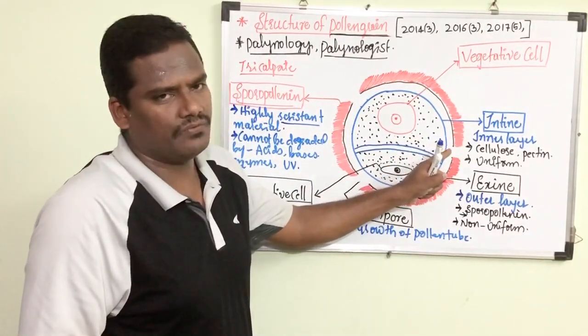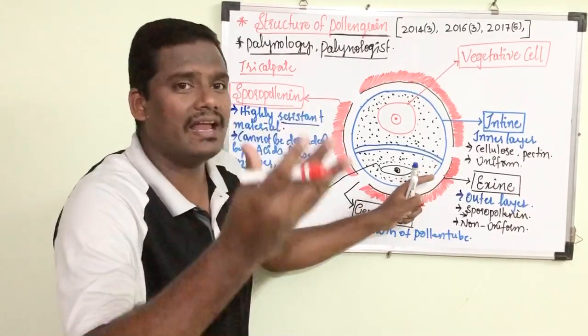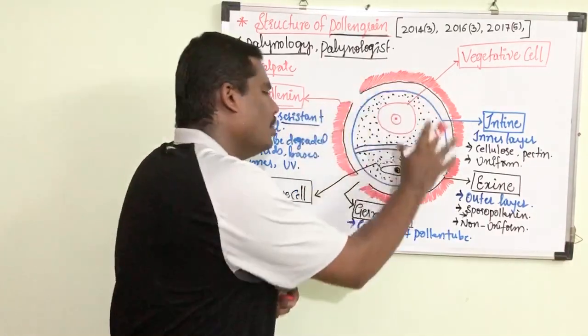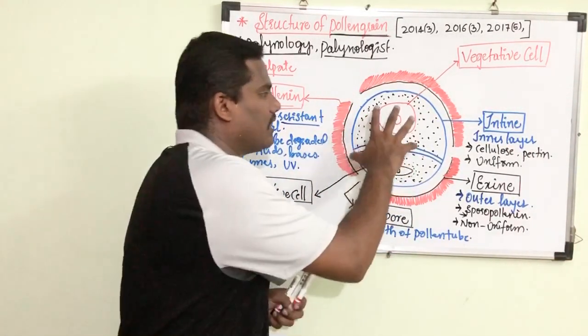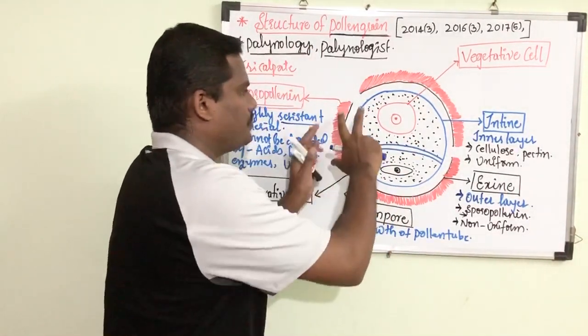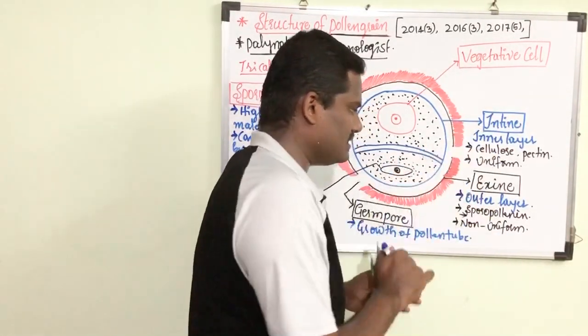pollen grains can be classified into various categories like monocolpate, bicolpate, tricolpate, tetracolpate, pentacolpate, hexacolpate. Like that we can classify the pollen grains. Now coming to the internal structure of the pollen grain. Pollen grain is protected with two layers. Outer layer is exine, inner layer is intine.